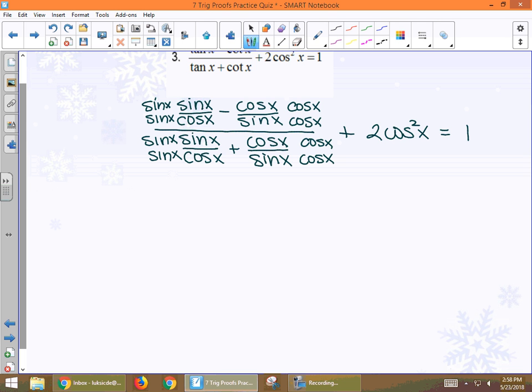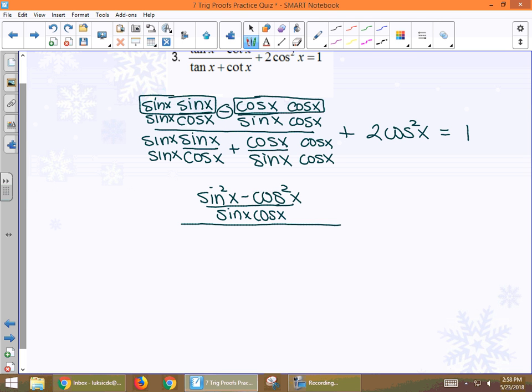So in my numerator, my common denominator is sine times cosine, and my terms are sine squared minus cosine squared. In my denominator, my common denominator is sine times cosine, and my numerator in my denominator is sine squared plus cosine squared.